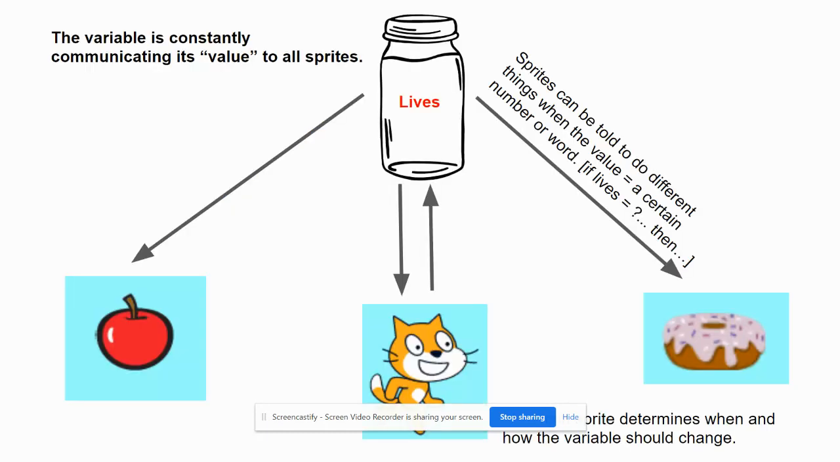The variable is constantly communicating its value to all sprites. The main sprite determines when and how the variable should change. In our case, the Scratch Cat is the main sprite. Sprites can be told to do different things when the value equals a certain number or word.